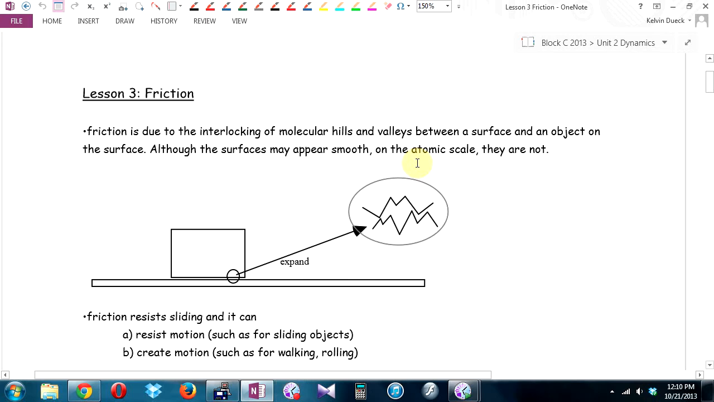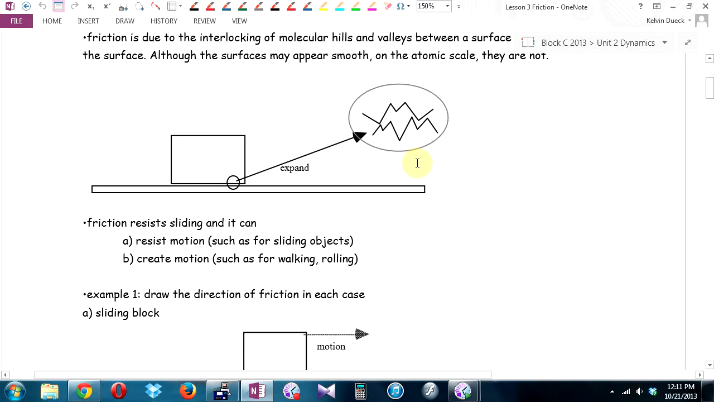I wrote here, lesson 3, friction. Friction, if you zoom in on an object, even though it may seem smooth, when you zoom in microscopically, you'll see that there are little hills and valleys on that surface, and friction is due to the interlocking of those molecular hills and valleys between a surface and an object on the surface. Although the surfaces may appear smooth, on the atomic scale, when you zoom in, they are not.